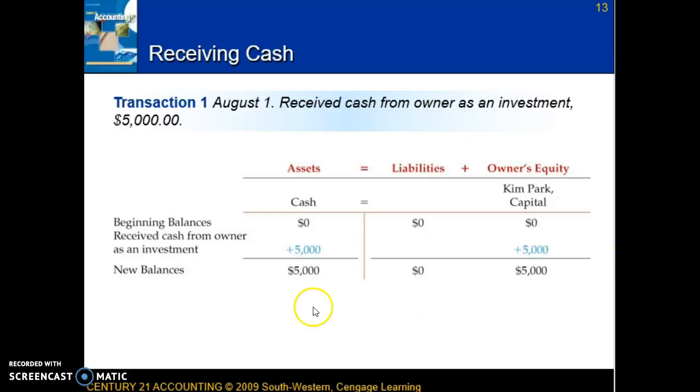So our new balances: assets 5,000, our cash account, liabilities is 0 still, and Kim Park Capital, which is our owner's equity, is $5,000. Now, if I were to invest in a business, it would be Mrs. Evansold's capital.